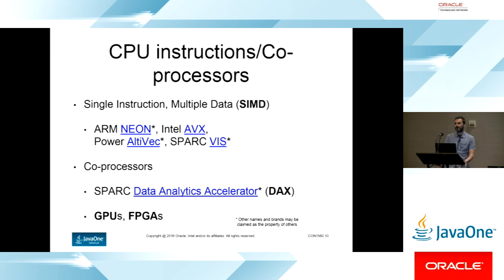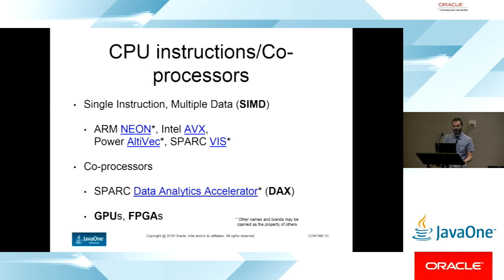So on CPU instructions or coprocessors, most modern chips now support SIMD-style instructions, with varying levels of features. We have ARM Neon, in alphabetical order, no preference here: ARM Neon, Intel AVX, Power, and SPARC. SPARC has been around for a while, I think. It was in the early stage used for image processing and stuff like that. So that may have been an early mover, but it really hasn't advanced as far as some of the others have nowadays.